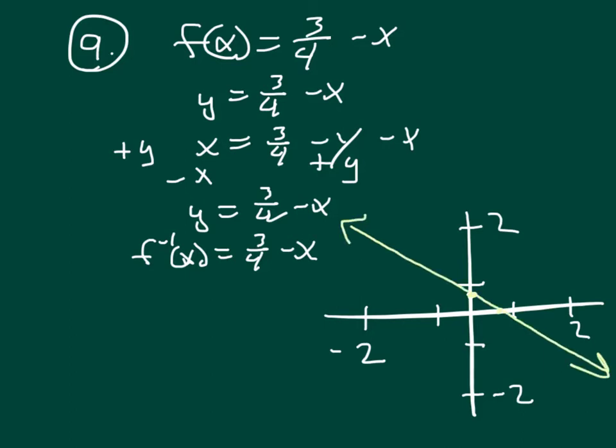Now, if I take that graph and reflect it over the line y equals x, notice what happens to this line. When I flip it over, it falls right on top of itself. So its inverse is right on top of the original function. All right, there's number 9. Go on to number 10, and go ahead and pause it as you work number 10.